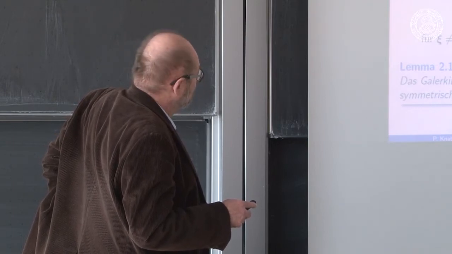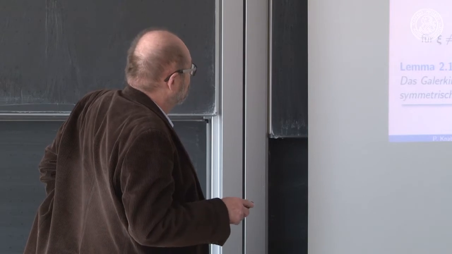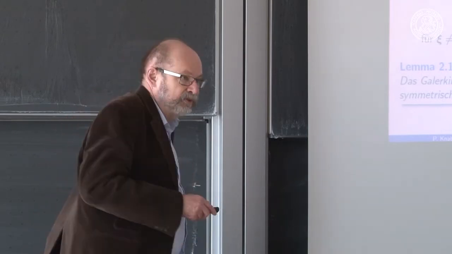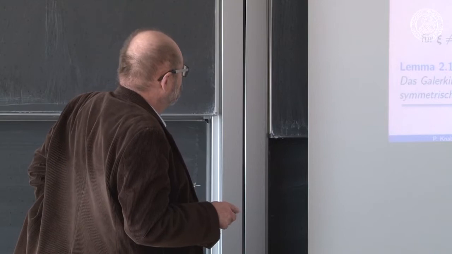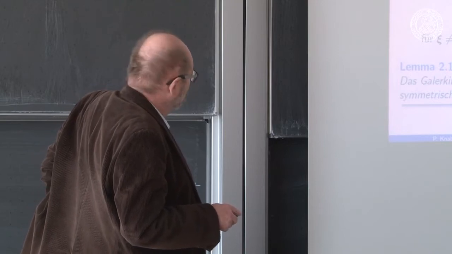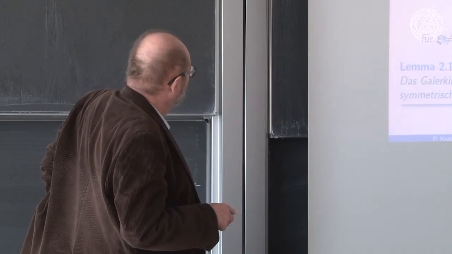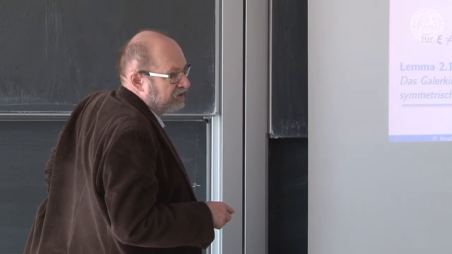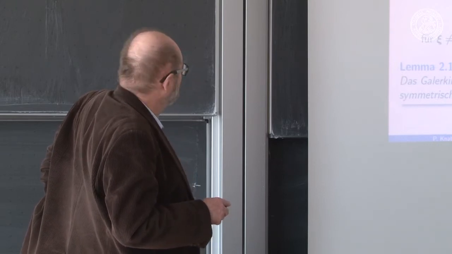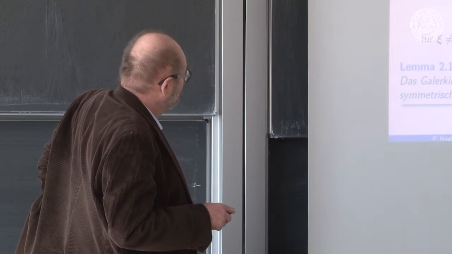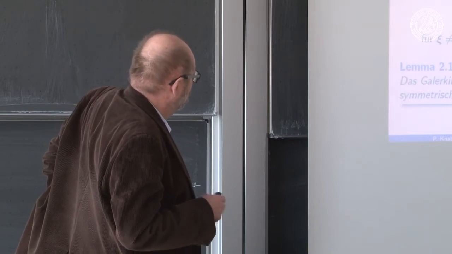So in any case we know this is greater or equal to 0, and it's greater 0 under the assumption of definiteness if the function u is not 0. But the function u is not 0 if and only if the vector xi is not 0, as we are dealing here with a basis. And this gives us the positive definiteness.